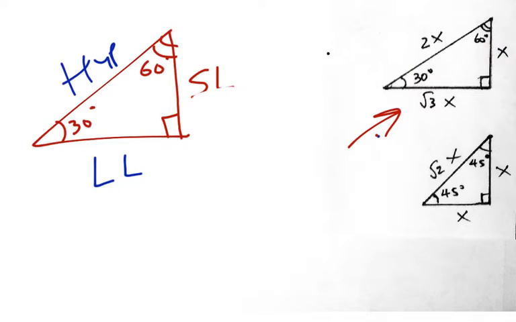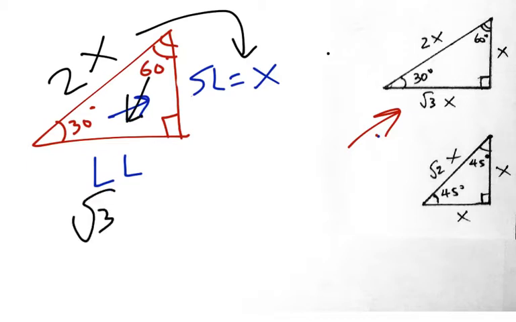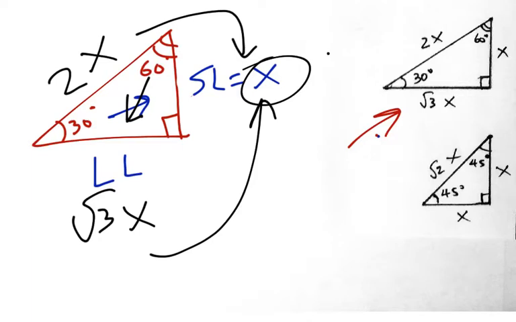If my short leg, opposite the 30 degrees, has a measure of x, whatever it might be, then your hypotenuse is going to be twice that measure. And your long leg, which is opposite to the 60, will be square root of 3 times whatever measure you have there. That always works, no matter what measure you have for x.